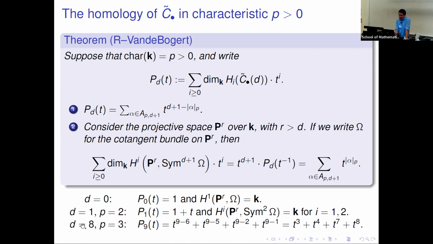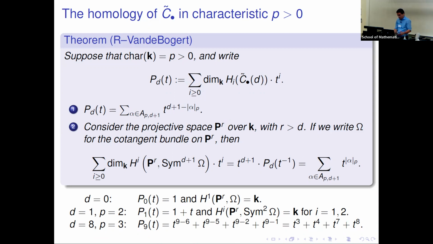And the last example is the one I had on the previous slide. So I have to do d equals 8 because I'm looking at p-adic expansions of d plus 1. And I had 9 on the previous board. And this is what the polynomial is. And again, it means something about cohomology if you want.